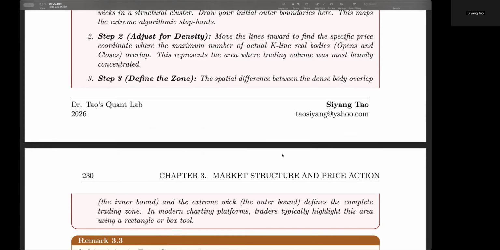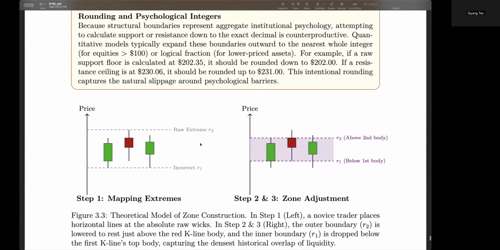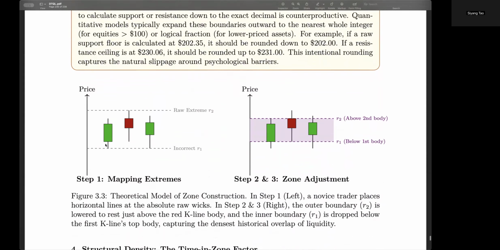Let's see an illustrated example. Right here, suppose we have these three K-lines, and step one, map the extremes. So we can map the upper extreme R2 right here and R1 somewhere here, because the upper extremes are these 3 points and the lower extremes are these 3 points. And we're done for step one.